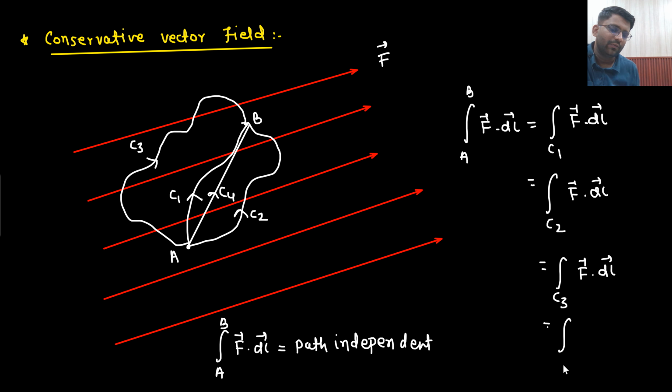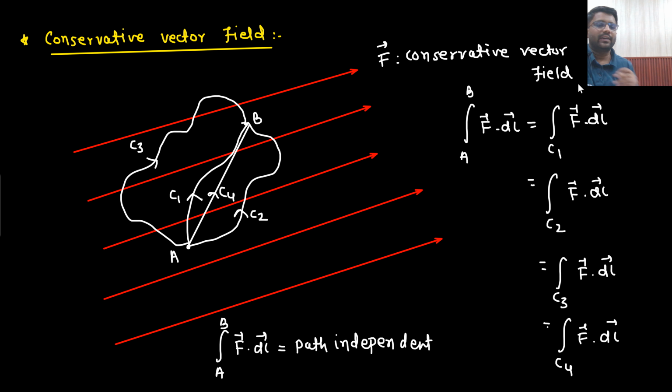So if I am moving with the help of curve C4, then also I am getting the same answer. Then your vector field F is known to be a conservative vector field. Did you understand the meaning of a conservative vector field?